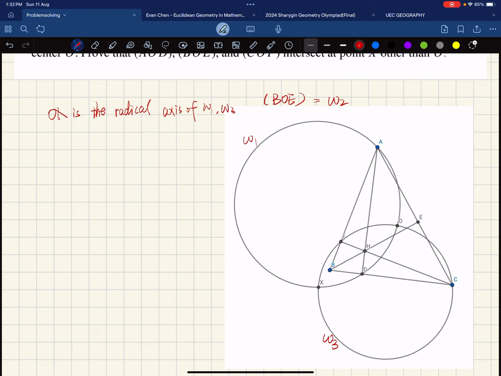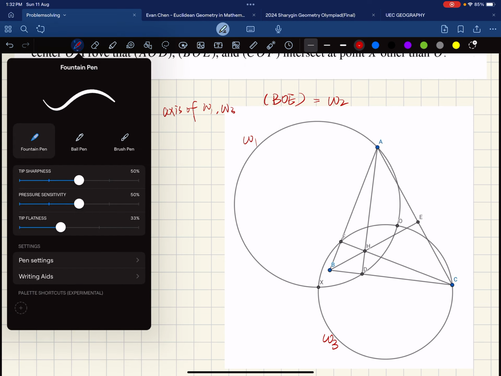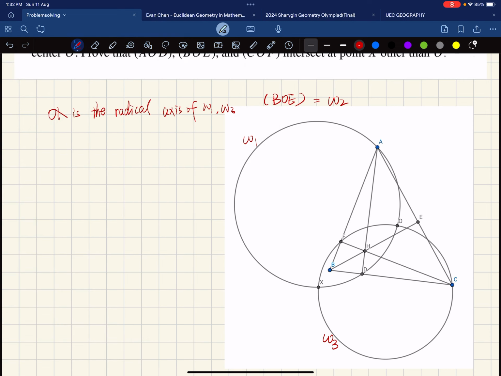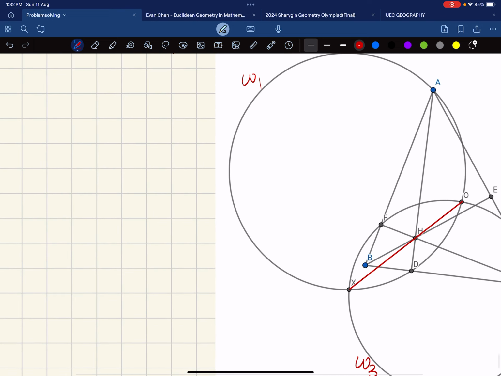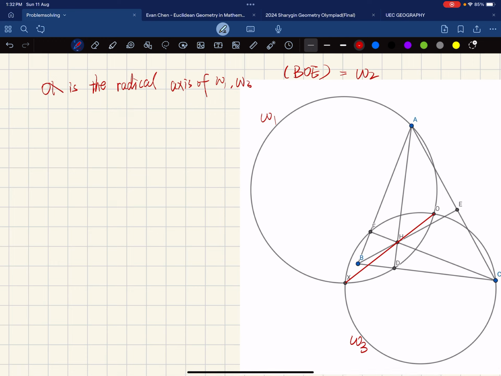So what can we do next? Since AD, BE, and CF are the altitudes, we know that they meet at one point, H, which is also the orthocenter, right? Now we can discover one magic thing: if we connect the two points O and X, we might find that H lies on OX. Then we try to prove that H is also on the radical axis of omega 1 and omega 3. Why does it hold?